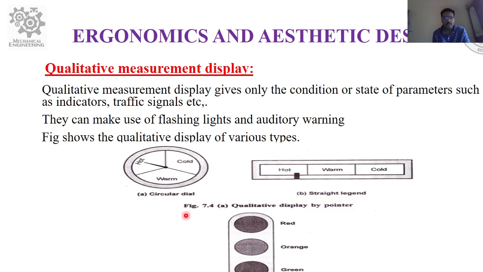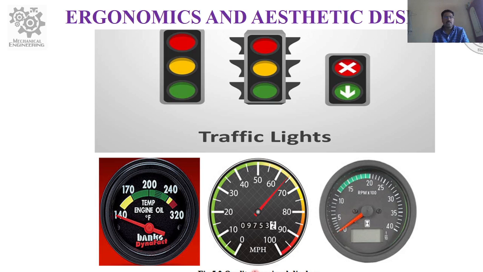Figure 7.2 was the quantitative display by pointers. In this sketch we are observing the traffic signals. What is the light indication: red, orange, or green? It will be shown in the next slides. Observe here, these are the ergonomic and aesthetic design conditions in the traffic lights.